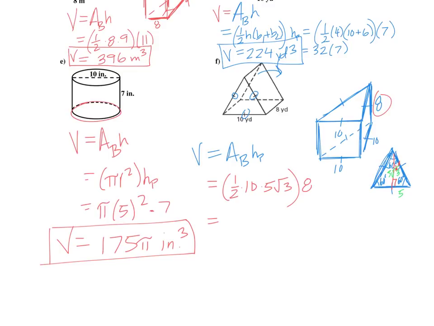So I have half of 10, which is 5. 5 times 5 is 25 square root of 3. And then 8 times 25 is 200. So I have 200 square root of 3, in this case, yards cubed.